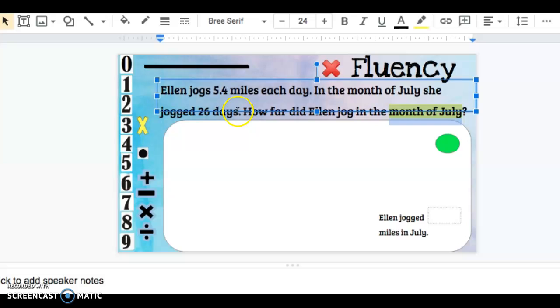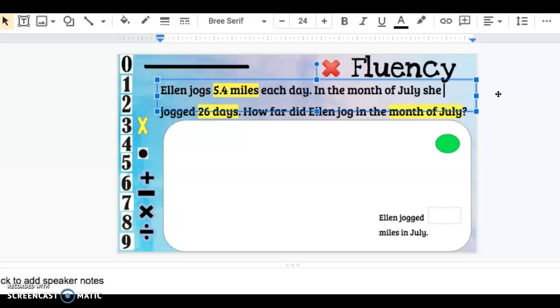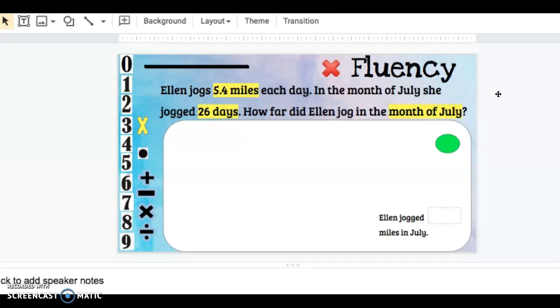And if she's jogged for 26 days, and on each one of those 26 days she did 5 4/10 miles, we have to think: if I were in Ellen's shoes jogging 5.4 miles each day, so Monday I did 5.4, Tuesday I did 5.4, Wednesday 5.4, Thursday 5.4, and I kept going for 26 days, I would be adding 5.4 26 times. That's a lot of times we have to do that. So that's when multiplication comes into play.